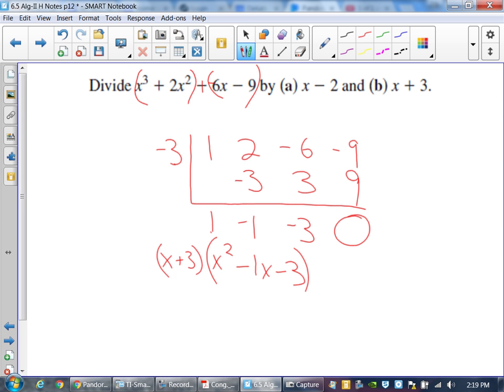Okay. How do you know that the first one goes with x squared? What do you mean? Oh, for this? Yeah. Oh, what did we start with? We started with the 3rd degree. This becomes 2nd degree. That's all. Every time you synthetically divide out, you drop a degree.